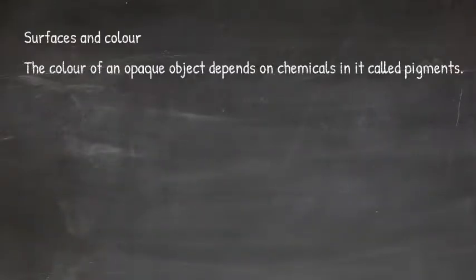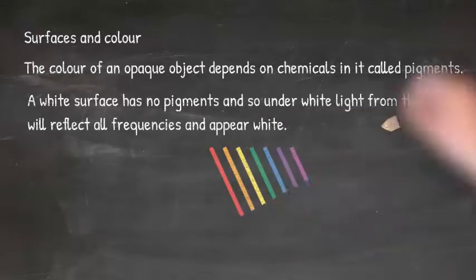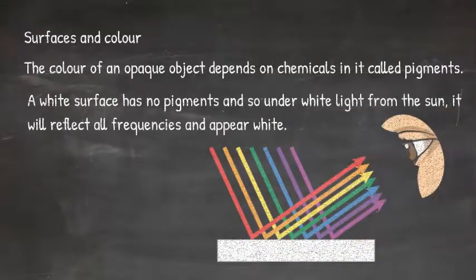So now let's look at surfaces and colour. The colour of an opaque object depends on chemicals in it called pigments. A white surface has no pigments, and so under white light from the sun, it will reflect all frequencies and appear white.